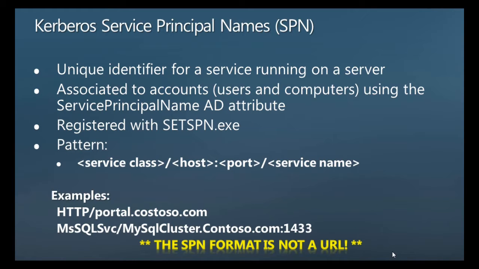So these SPNs, they're technically just a unique identifier, just a string, but they do follow a particular pattern or format, and you see that here. Now, depending on the service class will be different. So in the examples that we have below, the first service principal name you're looking at is for an HTTP service. Note that the service class is HTTP. But now the second service principal name is for SQL Server, specifically for the database engine or the relational database engine.